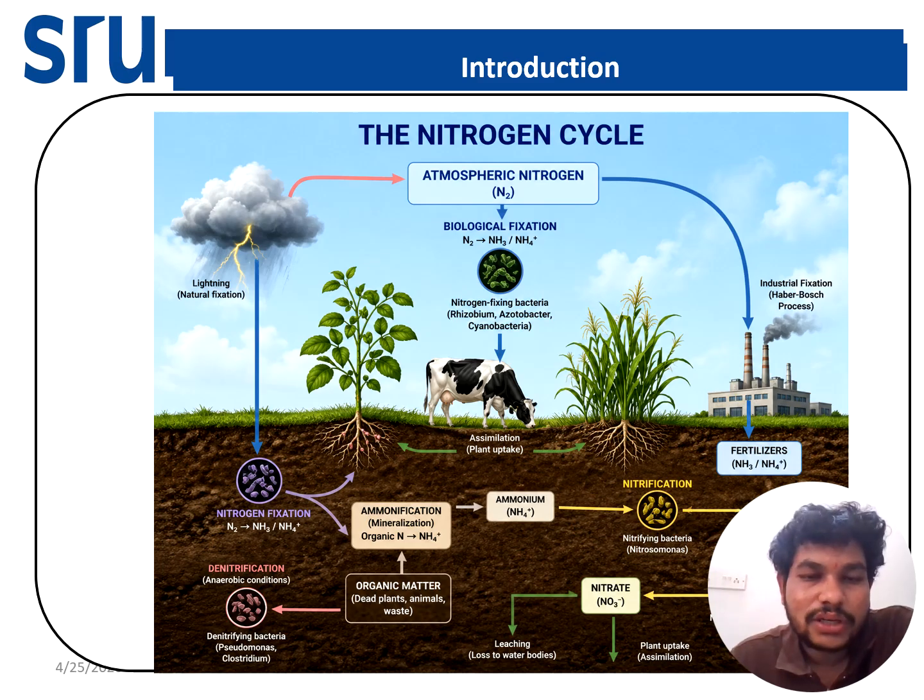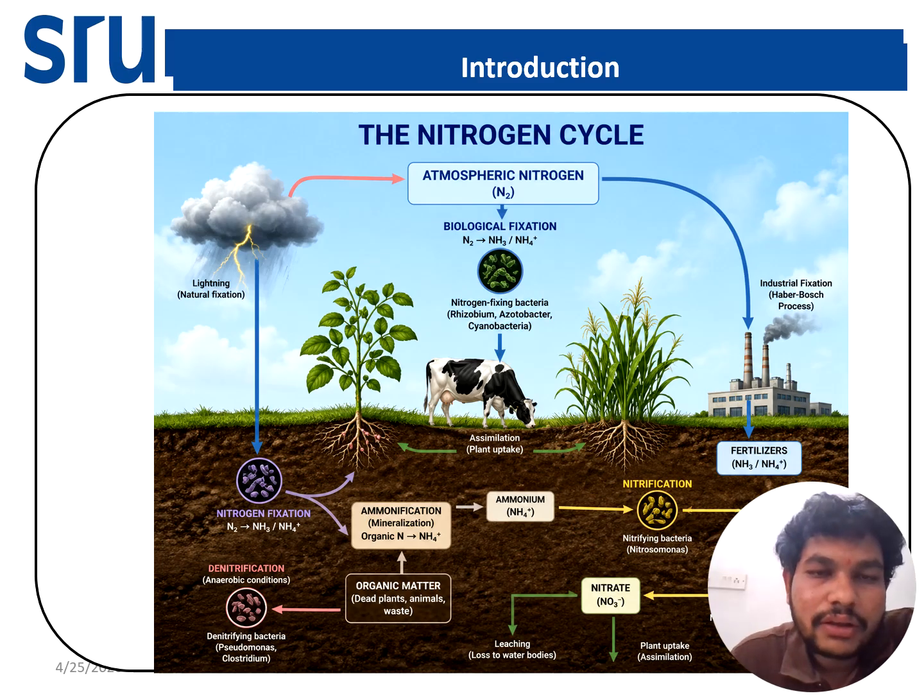So how will nitrogen enter into soil? Atmospheric nitrogen will enter the soil by biological nitrogen fixation. That we will see in detail in this video. Another process through which nitrogen will enter the soil is industrial nitrogen fixation. We call that process the Haber-Bosch process, through which we prepare nitrogenous fertilizers.